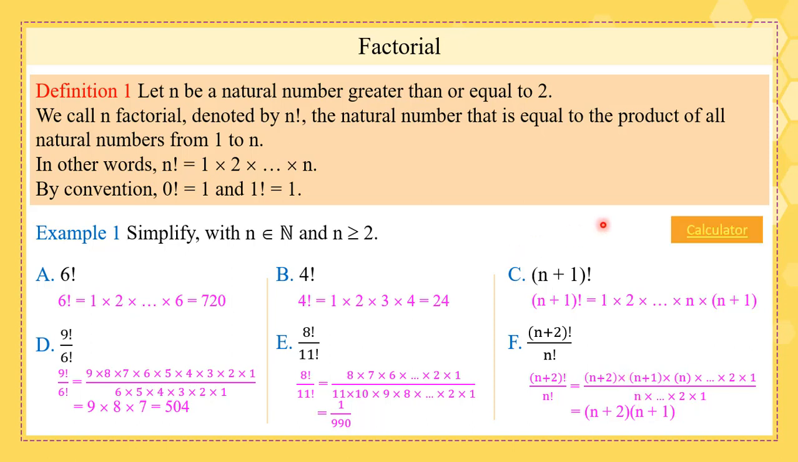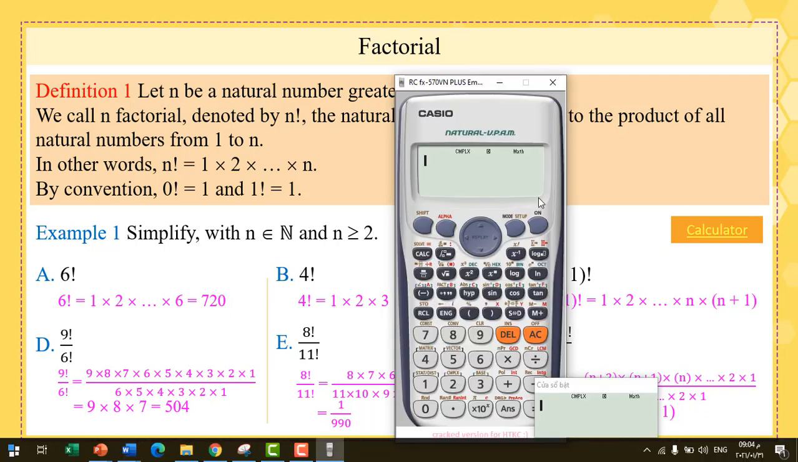Well, the factorial could be calculated using the calculator, and this is what we will see now. This is the calculator. If I want to talk about, let's say, 6 factorial, I just press on 6 and then shift and this button to get 6 factorial, and this is equal to 720, as you see. Let's say I want to talk about 9 factorial over 6 factorial. This is the fraction. I press on 9 factorial over 6 factorial, and this is what we get.